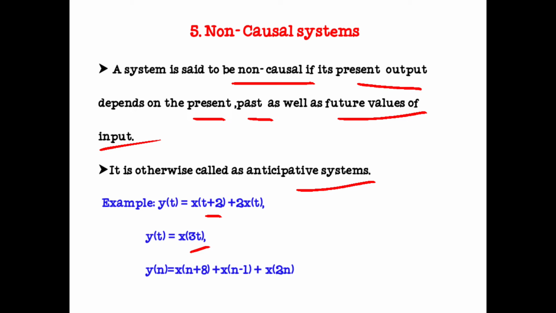So the difference between causal and non-causal system is causal system is called as non-anticipative system, in which non-causal systems are called anticipative system. Causal system, you can write the present output of the system depends on the present and past values of the input, and in non-causal you can write the present output depends on the future values of the input, or in the other way you can write it depends on the present, past as well as future values of the input. You can write some expressions as example also. So these 3 points you can write as differences.